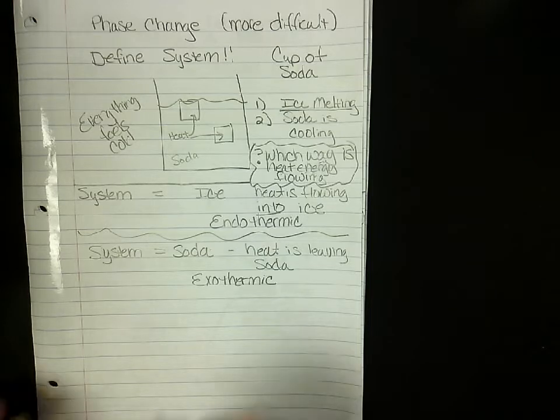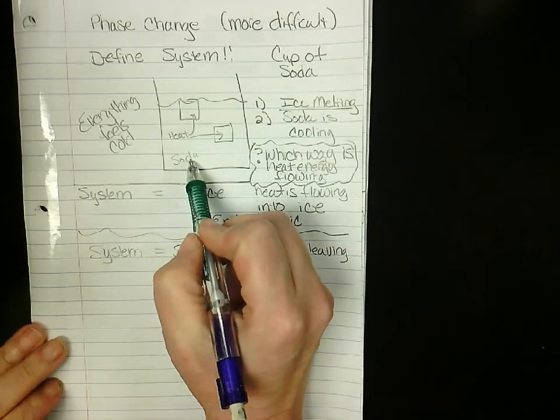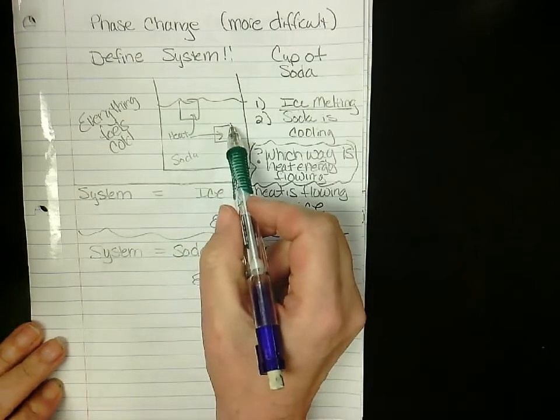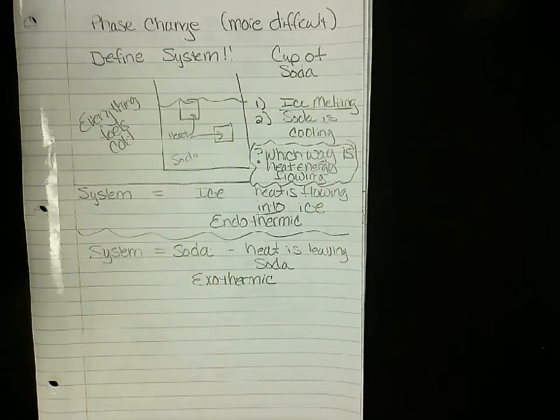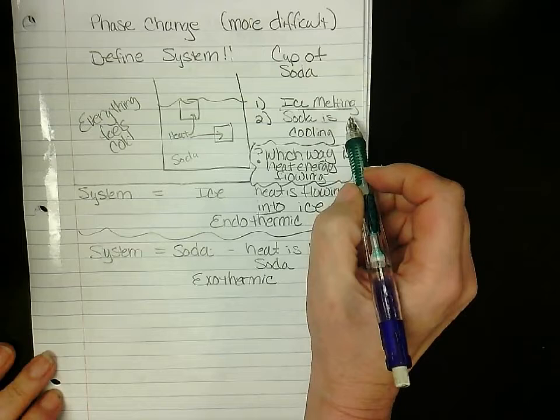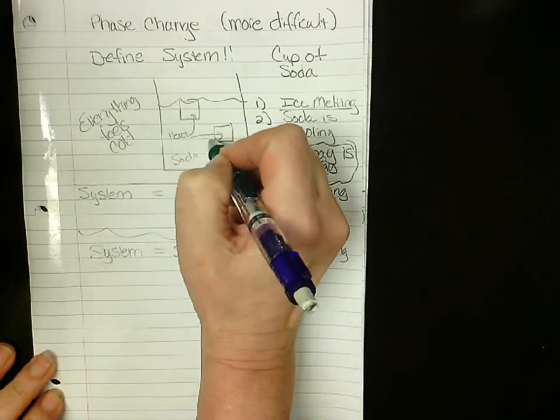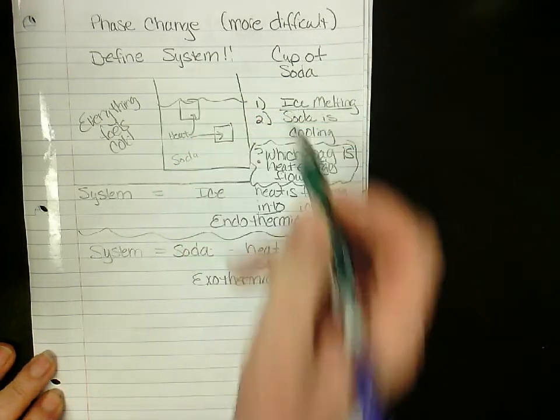We have 2 systems here. We have the soda, and my soda is getting colder, okay? And we have ice melting, and our ice melting is changing phases, and it has to melt by accepting heat into it, okay? So which way is this heat flowing? Well, the heat from the soda is going into the ice, and that's helping that phase change.